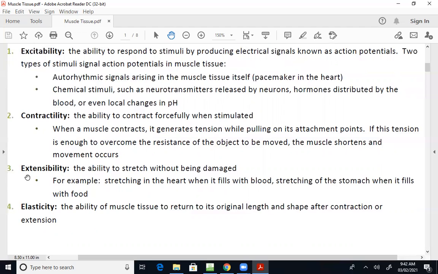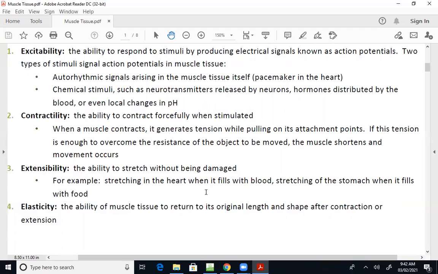The last two properties here are things we've actually seen before. Back when we talked about skin, we learned that the skin had both of these properties. Unfortunately, they tend to wear out as we get older, leading to wrinkles and skin drooping off the body as we get old. Extensibility, think extend, the ability to stretch or to get longer without being damaged. Obviously, that's within limits. You can't stretch muscles forever and ever and ever.